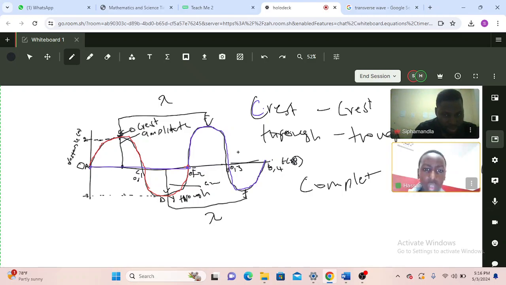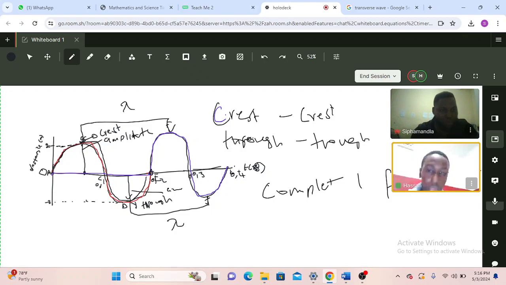0.2. Good. The period is the time it takes to complete one full cycle. So one full cycle is this, so the period here is 0.2. Now people make a mistake and think the period is 0.4. No, the period is not that.